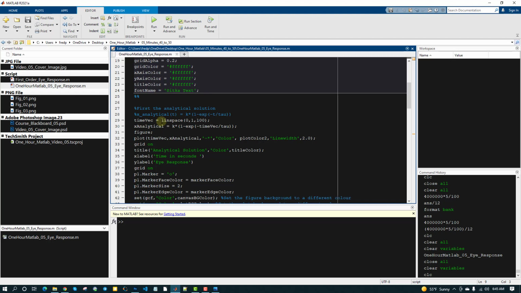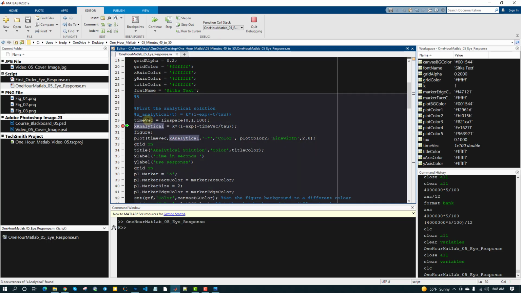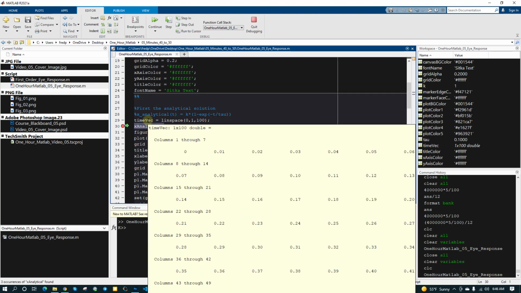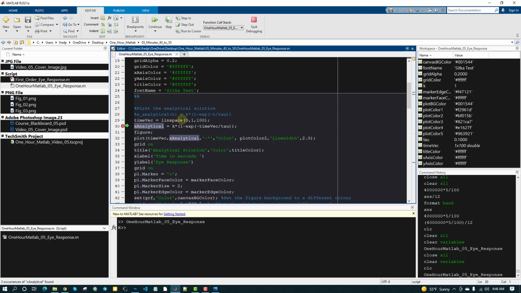Time vector is linspace 0, 100. This linspace is a very useful command. What I'm actually saying here is create a vector called a time vector, which has 100 elements, and it starts from 0 and ends at 1. It has 100 elements, and it starts at 0 and goes up. The second element is 0.01, third is 0.02, so on and so forth, until the final element is actually 1. So that's what linspace means. This is a very useful command, and this is just the implementation of the analytical solution for the differential equation.